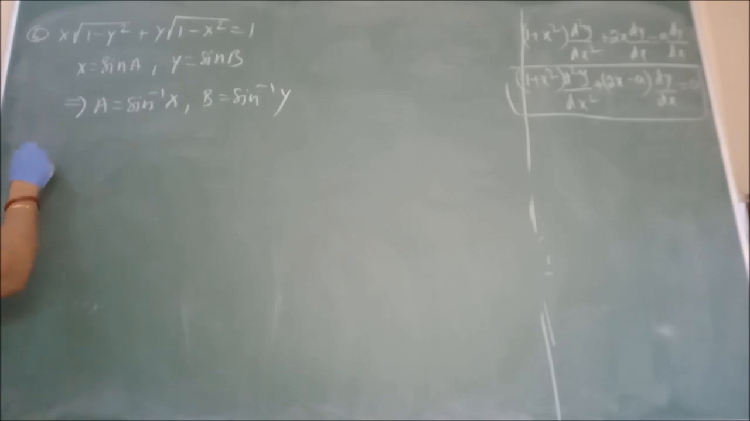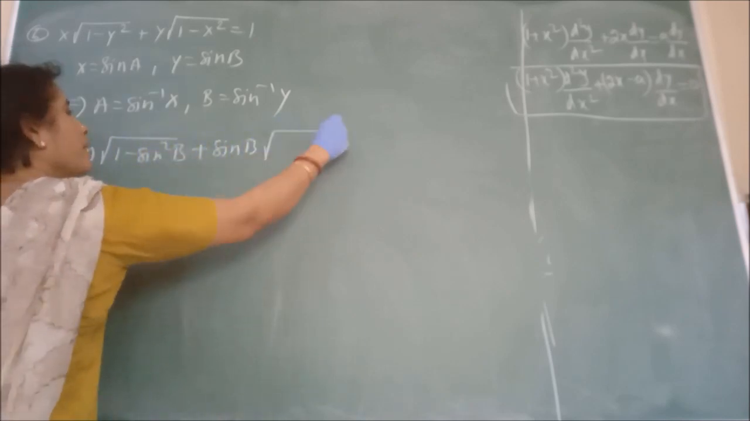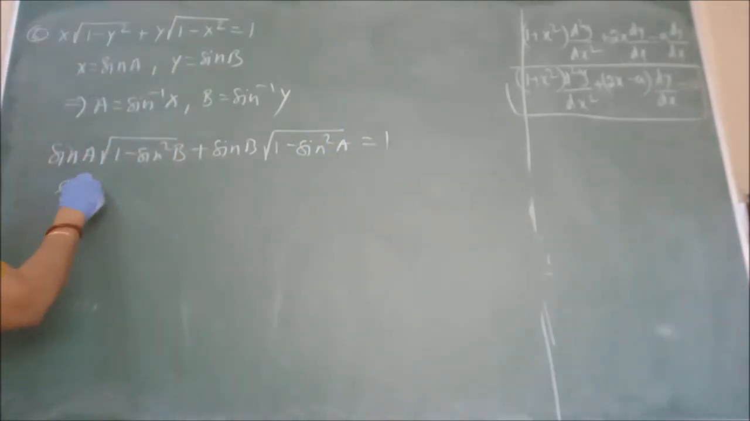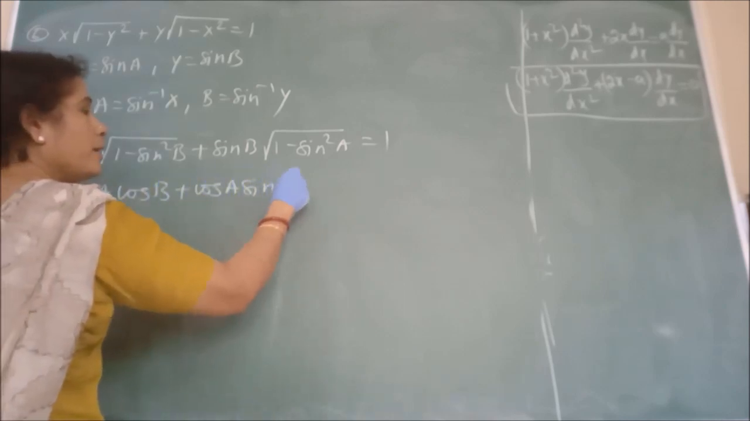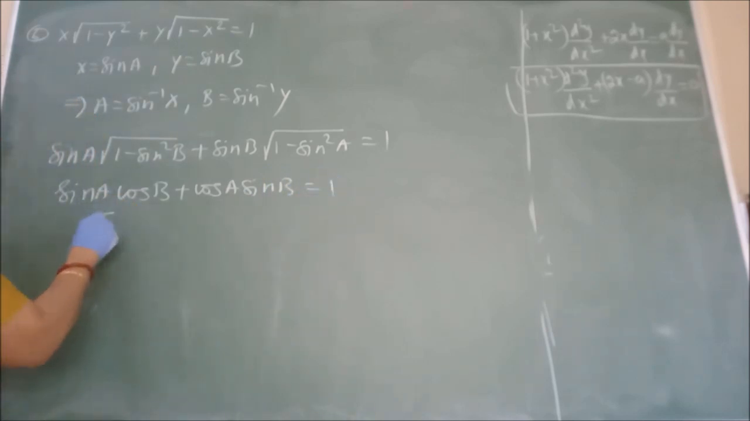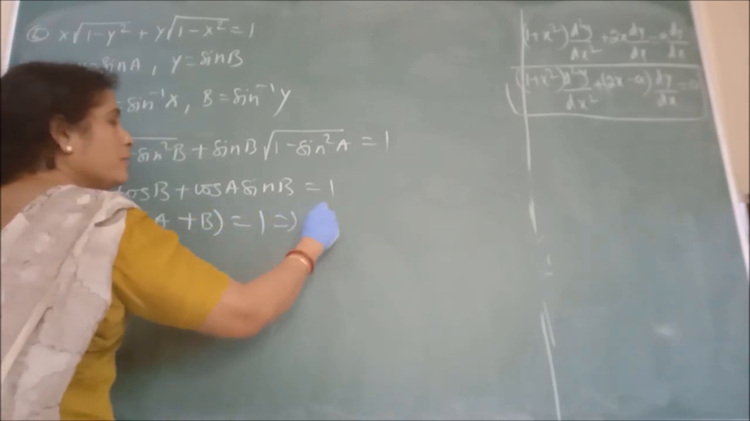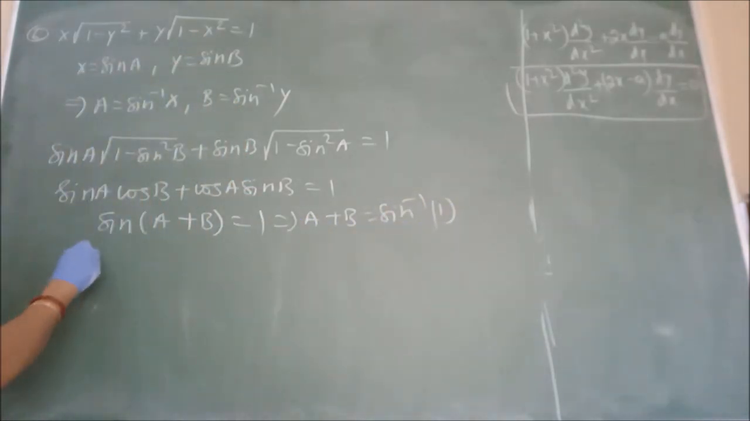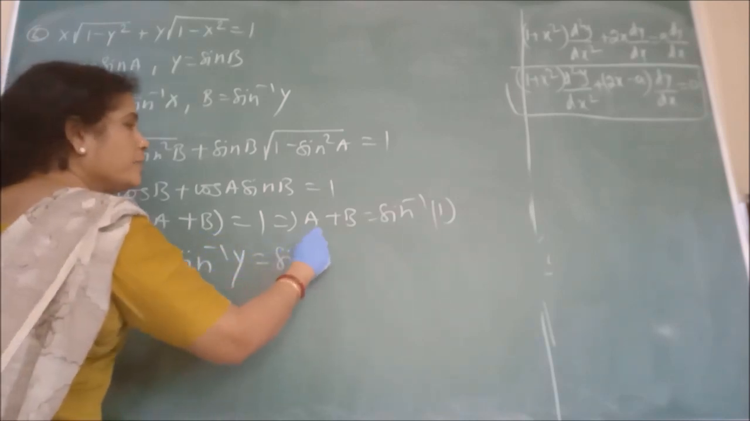Now if I substitute, x is sin a, and then under root of 1 minus sin square b, and then plus sin b into under root of 1 minus sin square a. Under root of 1 minus sin square a equals 1. Now this becomes sin a cos b plus cos a sin b equals क्या आएगा, 1. Now sin a cos b plus cos a sin b, I hope so formula sin of a plus b, equals 1. This implies a plus b equals sin inverse 1. Now a is, as per question, sin inverse x, and plus b is sin inverse y. That is equal to sin inverse 1.